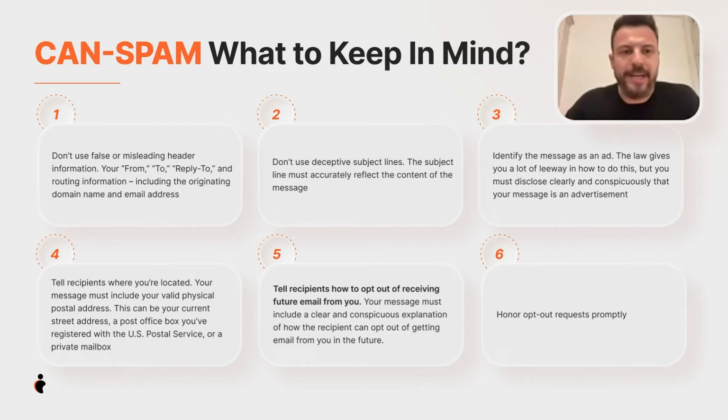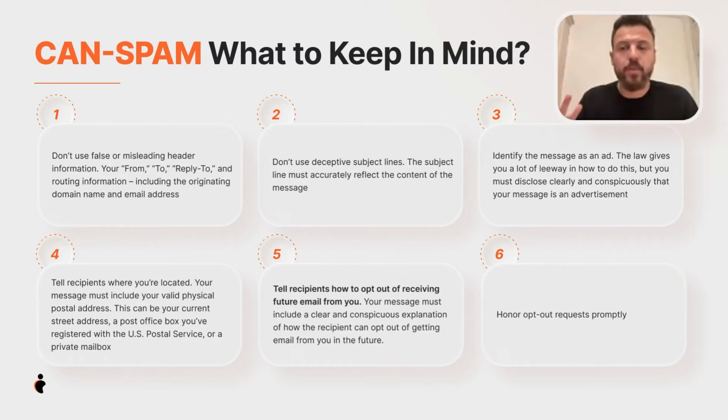So number 4, tell recipients where you're located. It means that really it's about the signature section. Make sure that you have your name, your title, your email, your phone. Make sure you have your address in there and the address is accurate so that people would know where you're emailing them from. And then also tell the recipient how to opt out of receiving future emails from you.